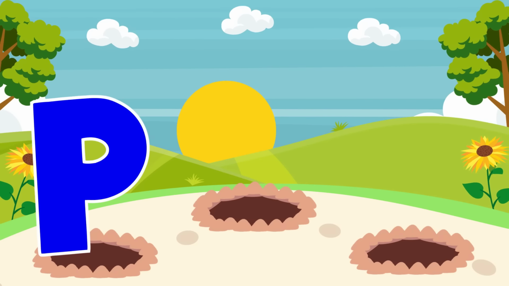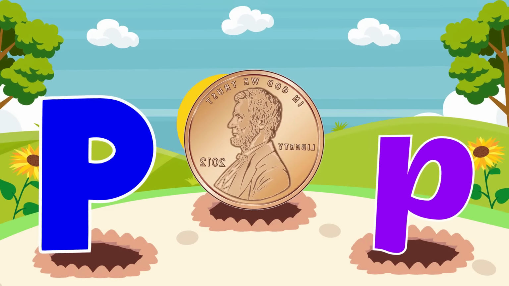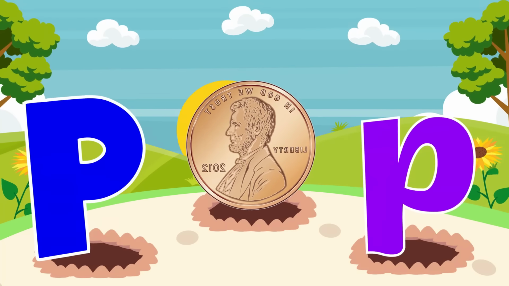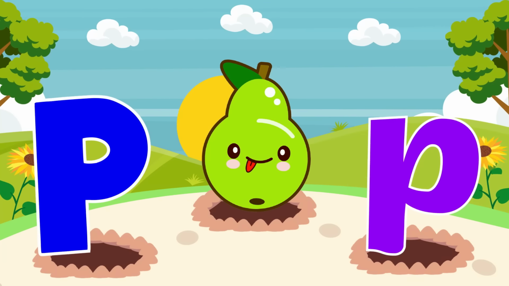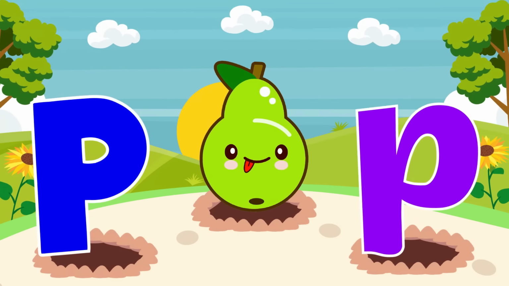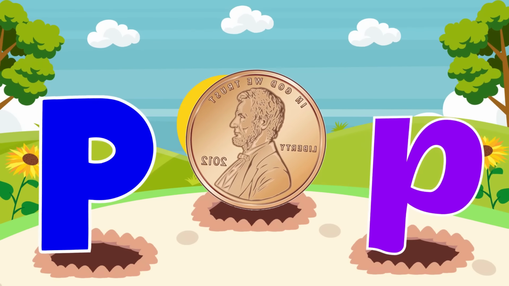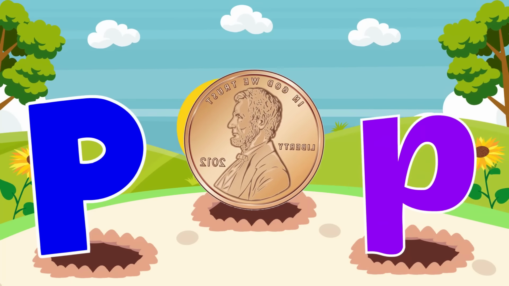P is for penny, penny. P is for pear. P, p, pear. P is for p, p, p, p, penny. P is for p, p, p, p, pear.